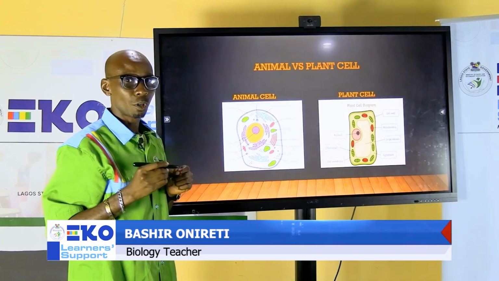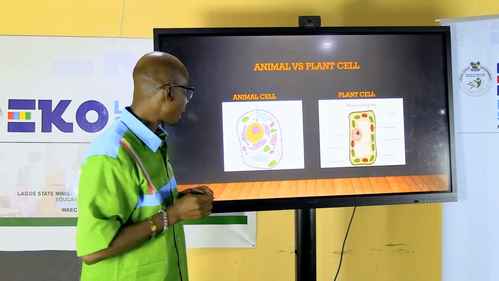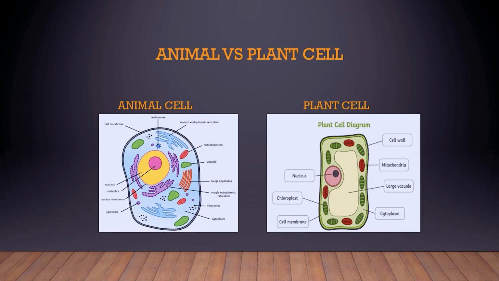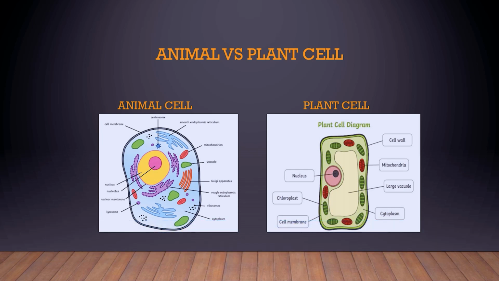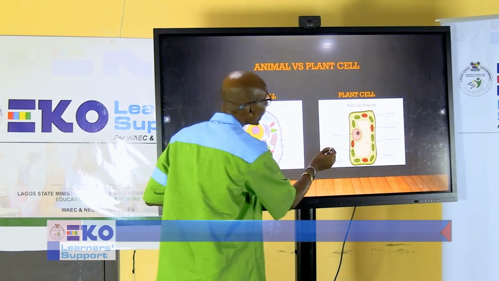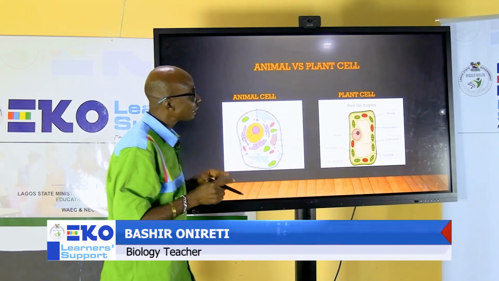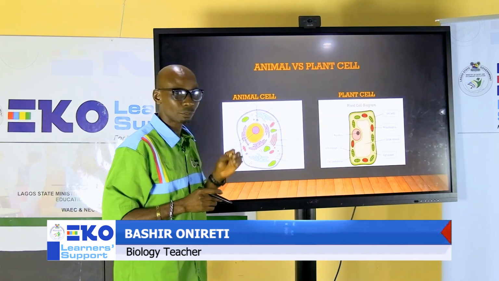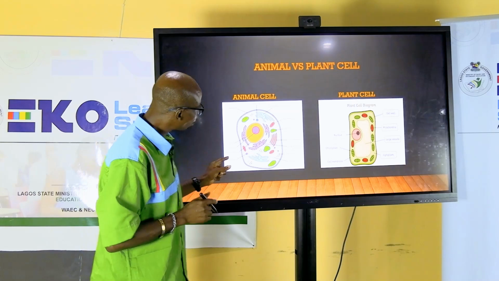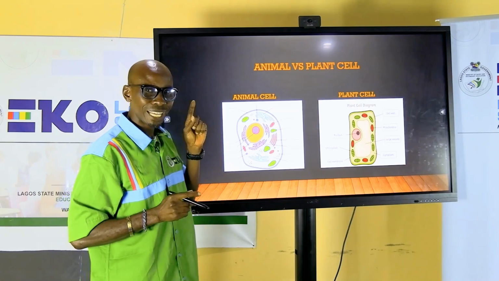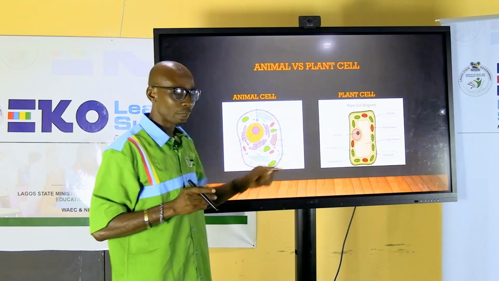Examples of organelles that are found in the cell are mitochondria, vacuole, cell membrane, smooth endoplasmic reticulum, Golgi body, rough endoplasmic reticulum, ribosome, cytoplasm, lysosome. Then we also have chloroplast and cell wall. The chloroplast and cell wall are basically found in plant cells alone. They are not present in animal cells. While the lysosome is only found in animal cells and is not found in plant cells.